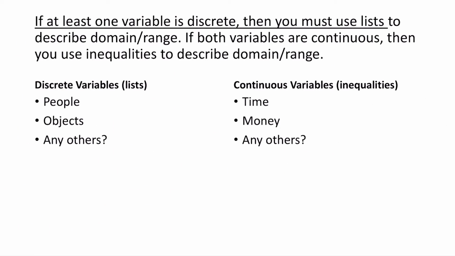So if at least one variable is discrete, then you must use lists to describe domain and range. If both variables are continuous, then you use inequalities to describe the domain and range. So things that we use lists for are people, objects. Some examples you all gave were cupcakes, cookies, pizzas, because those are only things that we can buy in whole numbers, right? If we're buying them at the store, it's going to be an entire cupcake or an entire cookie.